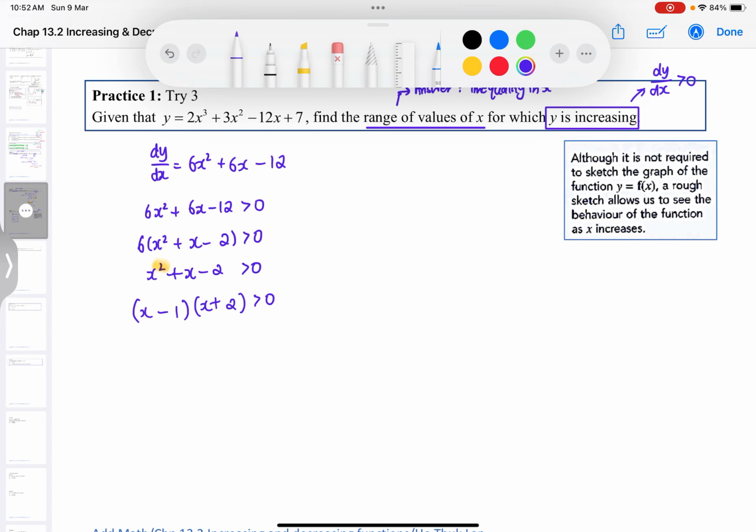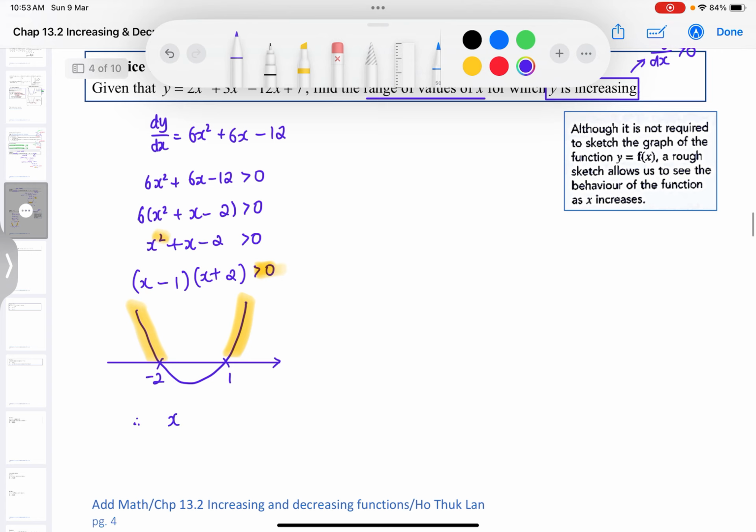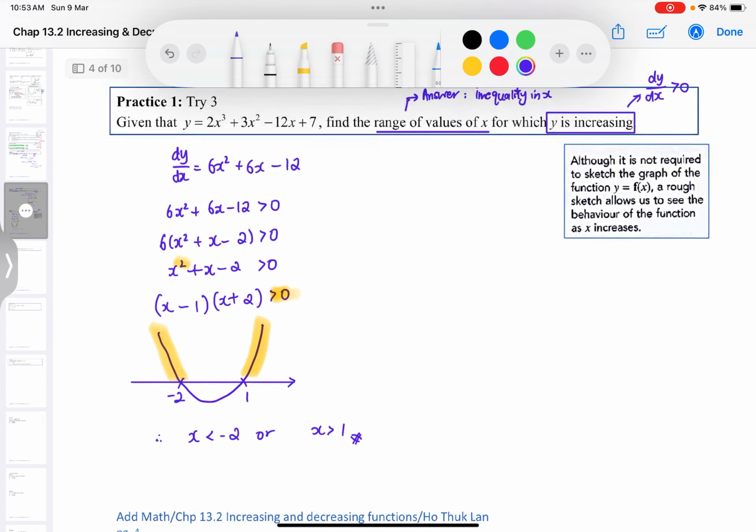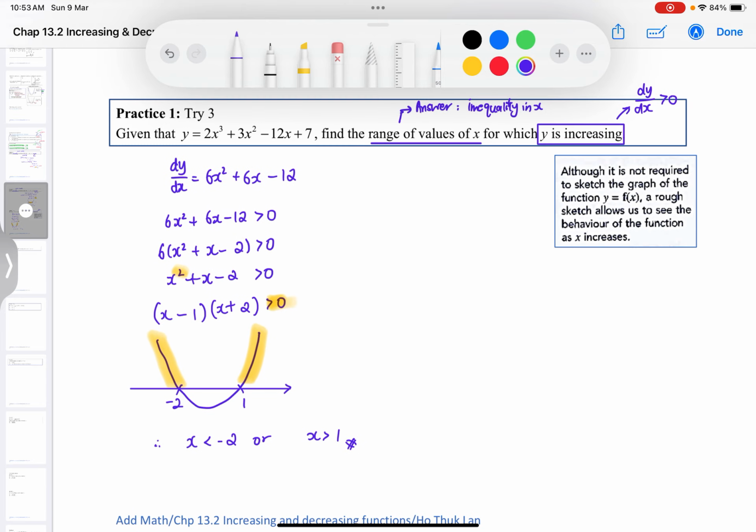And then we will sketch this. And then we solve it, -2 and 1, because we are looking for the parts that are greater than 0, which is this part of the graph. So the answer will be, therefore, x is less than -2 or x is greater than 1. So this will give us the answer for practice 1.